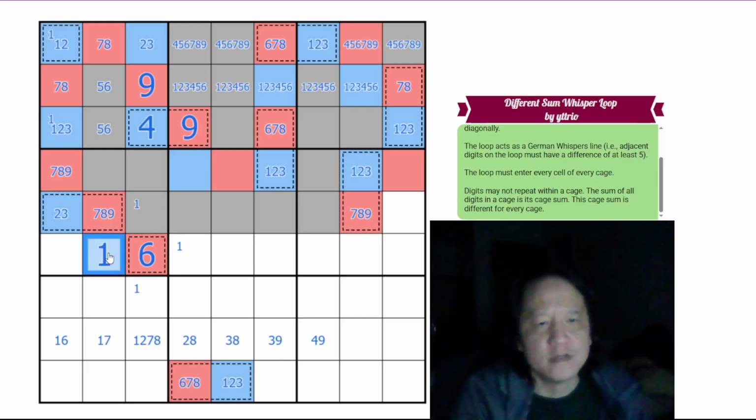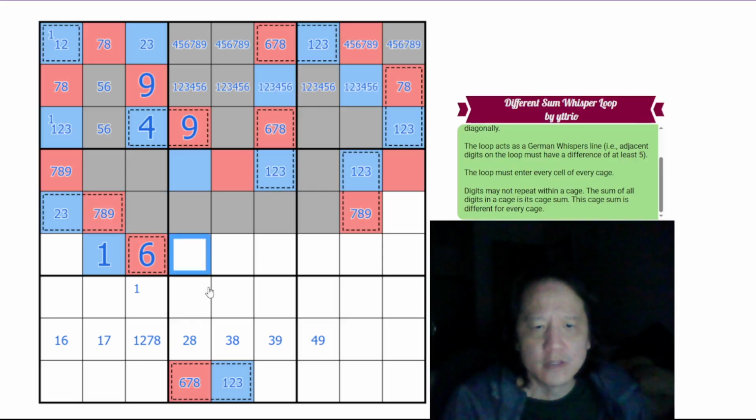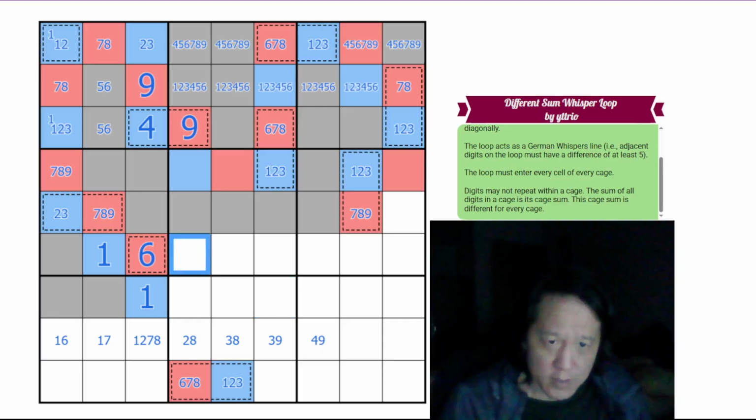What was that? This is 1, so this cannot be 1 here, and this can't be 1 here. That means to be on the loop, it has to connect that way, and therefore is a 1. So this is on the loop. These are not on the loop because they would be considered touching itself. This is not on the loop. This can't be on the loop.